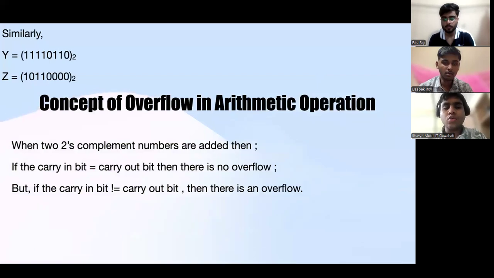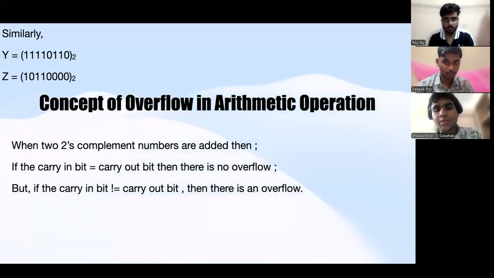When two 2's complement numbers are added, if the carry in bit is not equal to the carry out bit, then there is an overflow. When the carry in bit is equal to the carry out bit, then there is no overflow. The exclamation mark followed by equal to denotes not equal to.